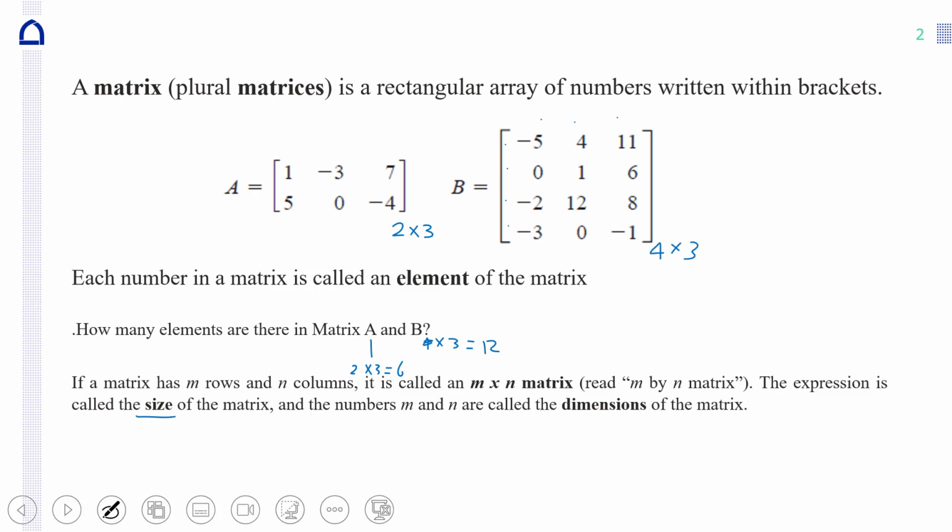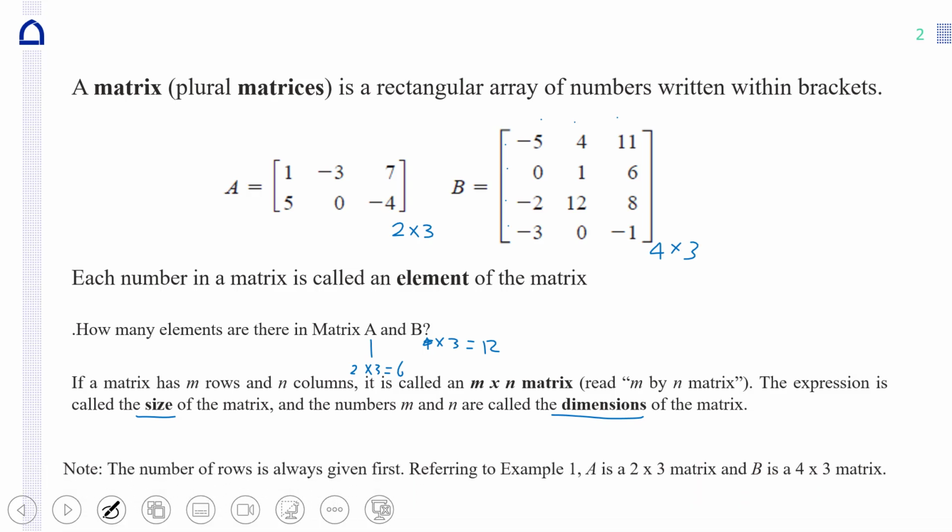This is called the size; some people call it the degree, and some people call it the dimension. So you write M by N, which means M rows and N columns. This is exactly what we have done. A has a size of 2 by 3, where 2 is the number of rows and 3 is the number of columns. It's exactly the same.